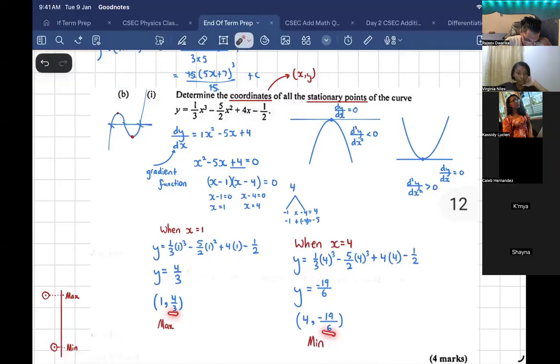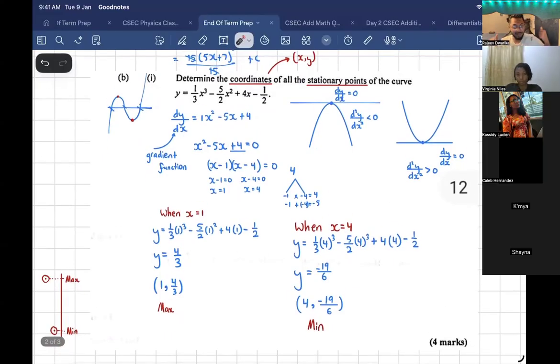We realize 4 over 3 and minus 19 over 6. So we have a maximum and a minimum graph occurring here because 4 over 3 is more than minus 19 over 6. So minus 19 over 6, our curve would dip lower compared to 4 over 3, which would go higher on our graph.